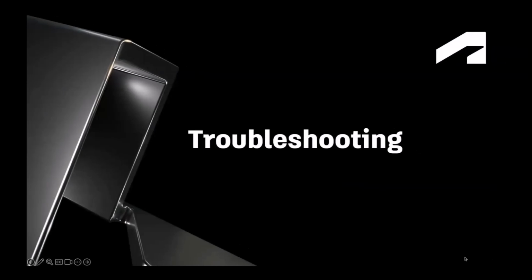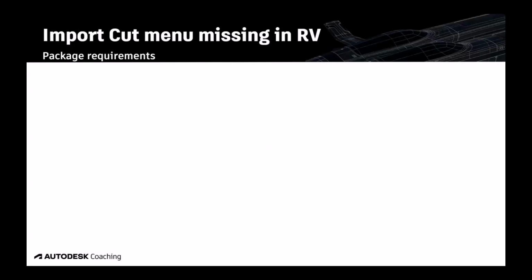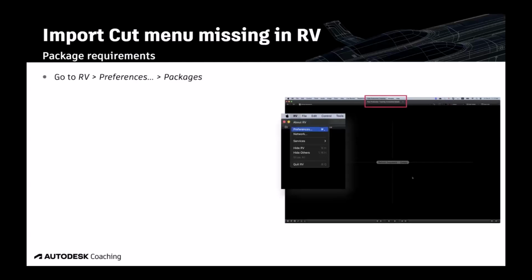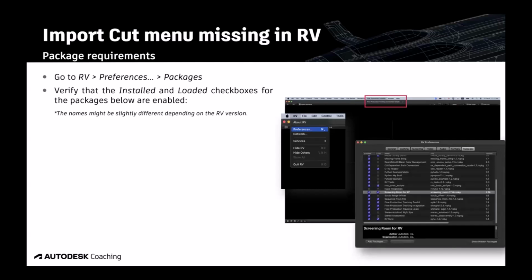To wrap up, let's go over some troubleshooting tips. In some cases, your Flow Production Tracking menu may not be showing the option to launch the Import Cut app. This could be caused by a missing package. To fix this, go to RV, Preferences, Packages. Check the Installed and Loaded checkboxes for the packages below.